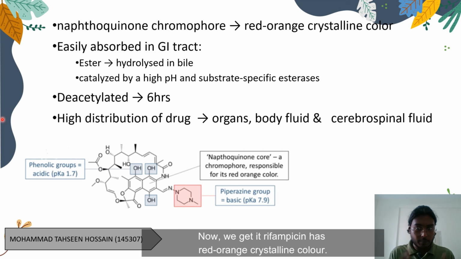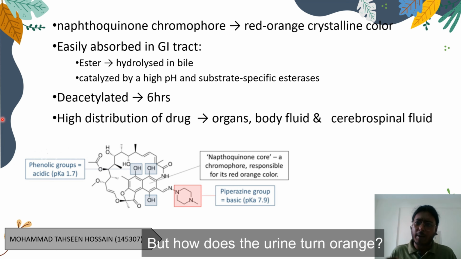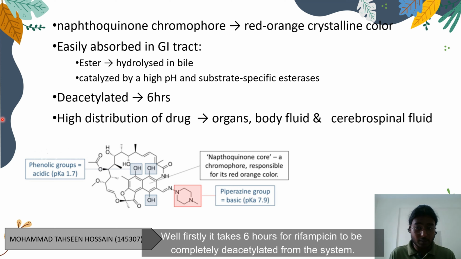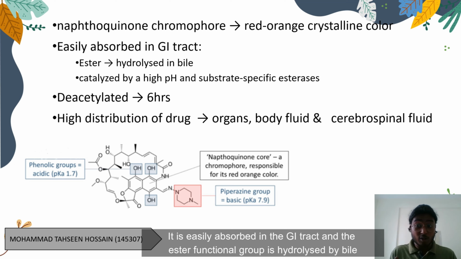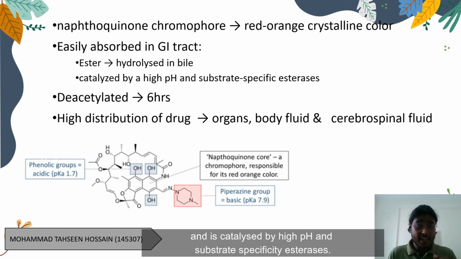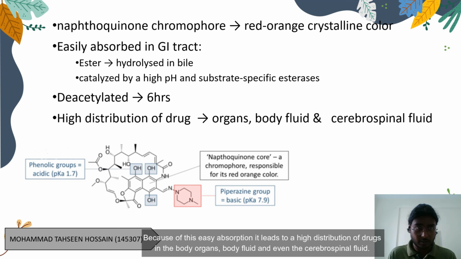Alright, we get it, rifampicin has a red-orange crystalline color, but how does the urine turn orange? Well, firstly, it takes 6 hours for rifampicin to be completely deacylated from the system. 6 hours is quite a long time. It is also easily absorbed in the GI tract. The ester functional group is hydrolyzed by the bile, and it is catalyzed by high pH and substrate-specific esterases.